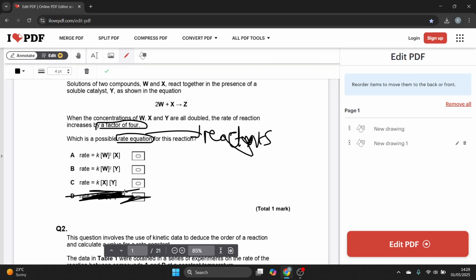Now if we look at A and B, the thing about A is if you double W, that'll be 2 squared times by 2, so it increased by a factor of 8. Same thing with this one. If that doubles, the rate increased by a factor of 4, therefore it must be C.